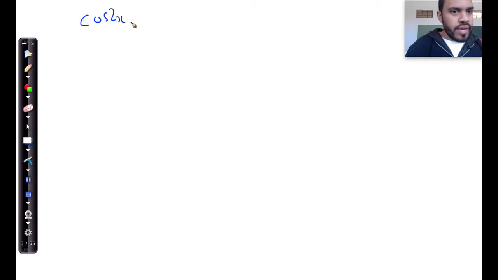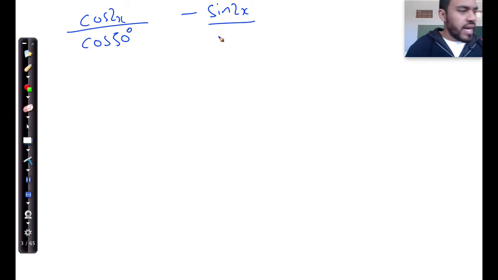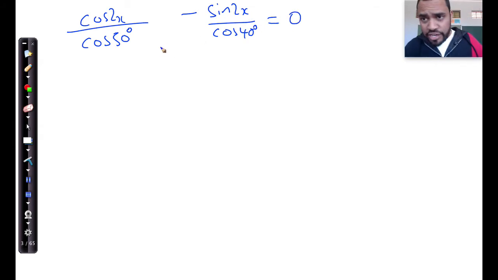cos of 2x divided by cos of 50 degrees, right, minus sine of 2x divided by cos of 40 degrees, right, is equal to 0. So not too complicated, but it does involve fractions. So from there on, we already know it's not as easy as it looks.